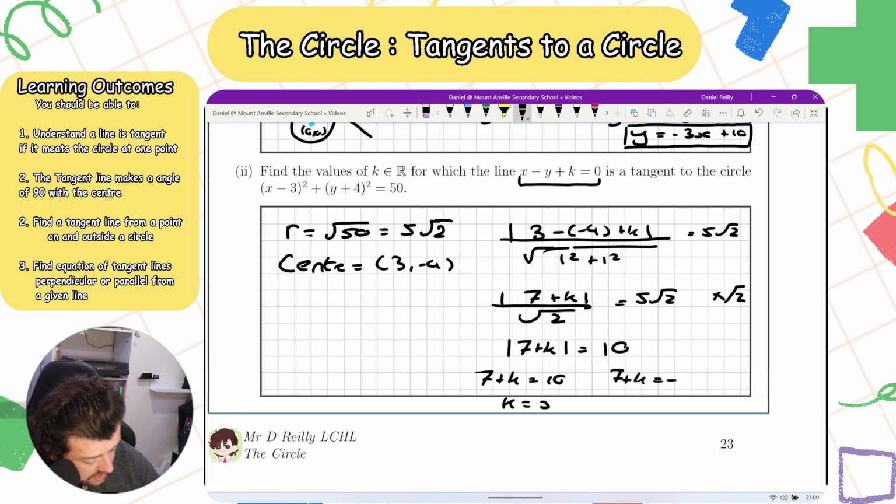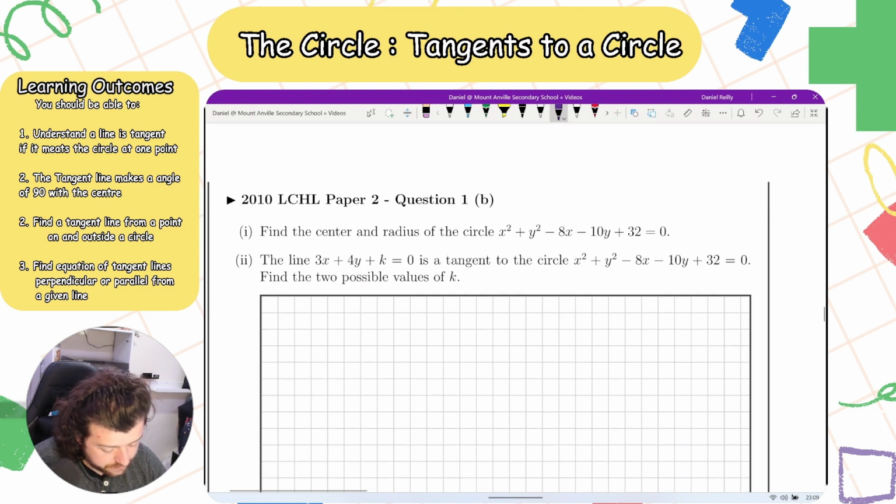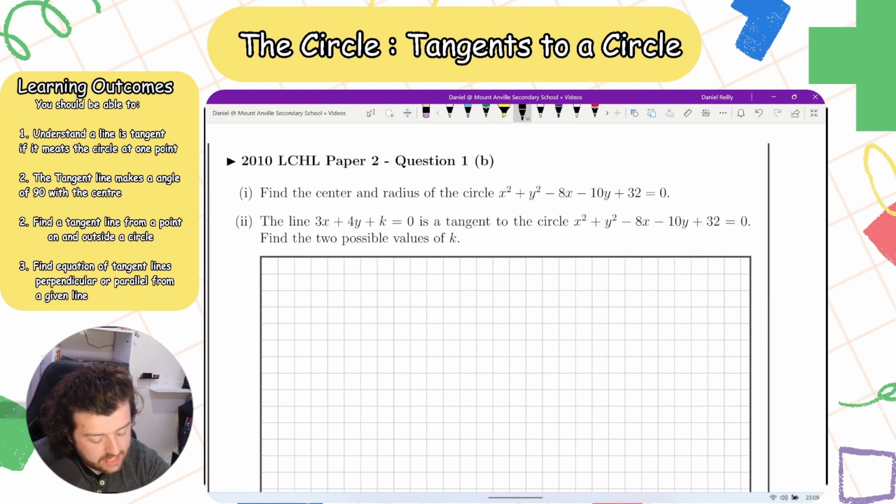7 plus k is equal to minus 10. k is equal to minus 17. And that is my two values of k there. Right. Next one. Find the center and radius of the circle.